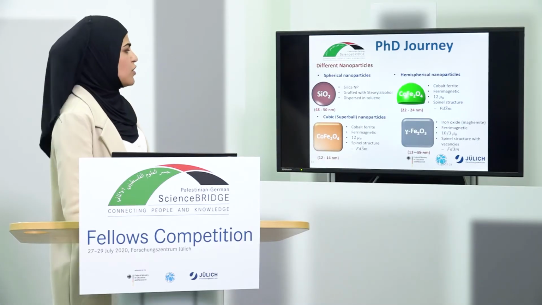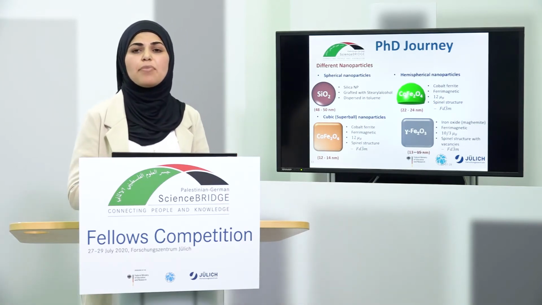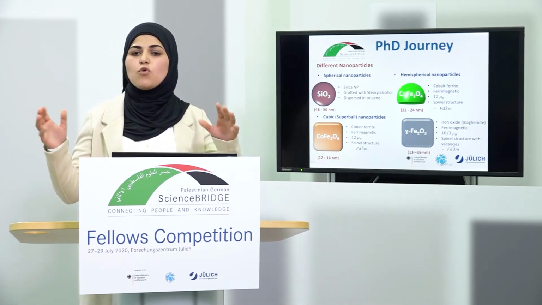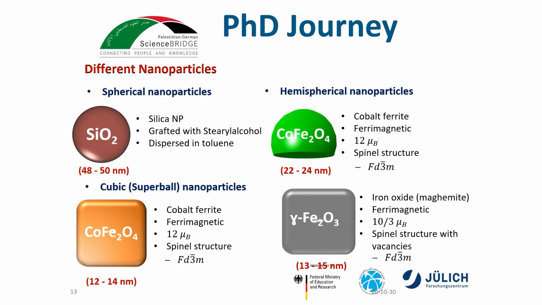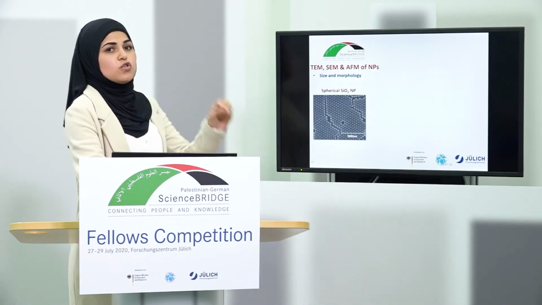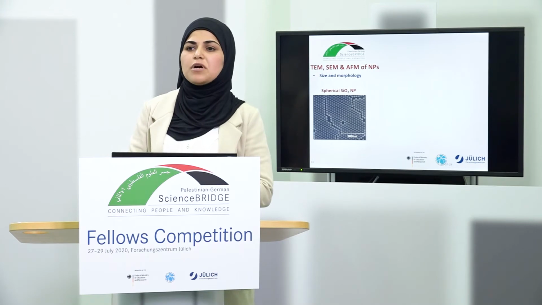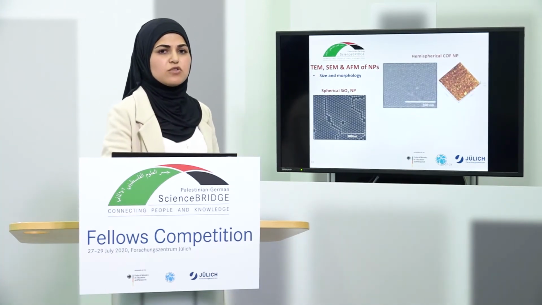And I also used nanoparticles with a very nice shape, a cube with rounded edges, or what is now called a superball, meaning a shape between a sphere and a cube. Two types of particles, cobalt ferrite and iron oxide nanoparticles, with different sizes. And at the beginning, to check the morphology of your particles, the size and what the shape looks like, I use microscopy techniques.